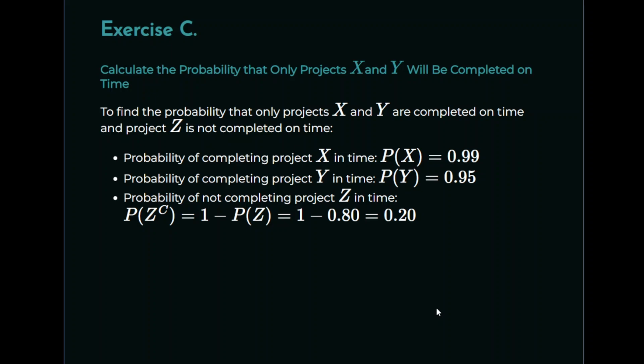Okay, now on to the last one, exercise C. Calculate the probability that only projects X and Y will be completed in time, which is to say X and Y will be completed in time and project Z will not be completed in time.